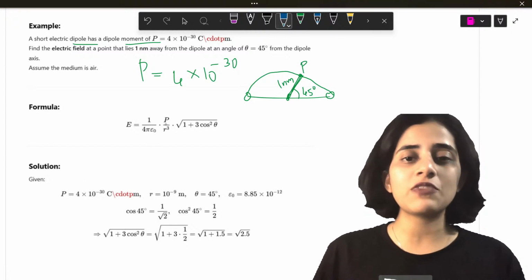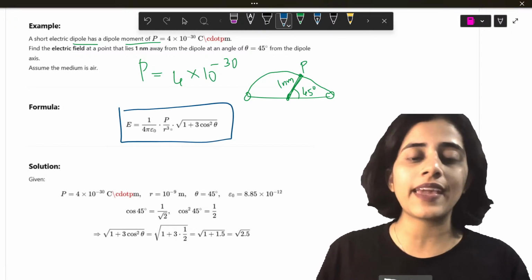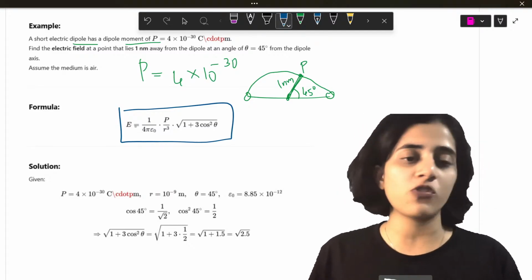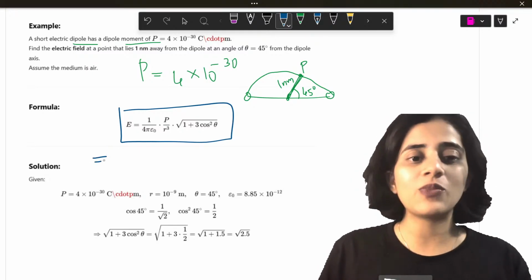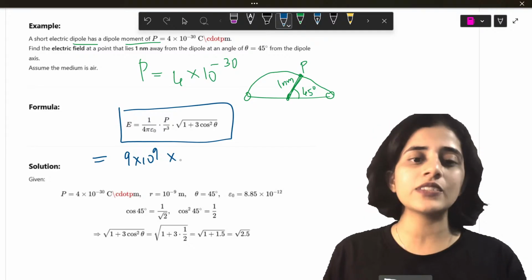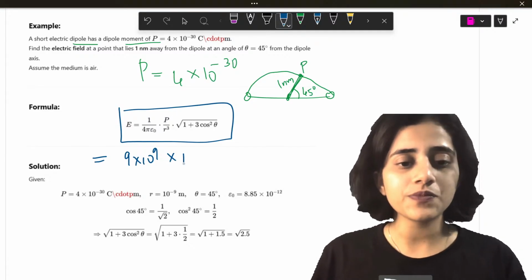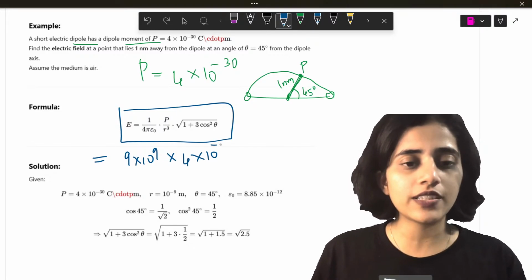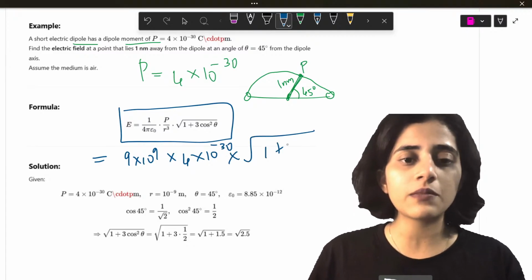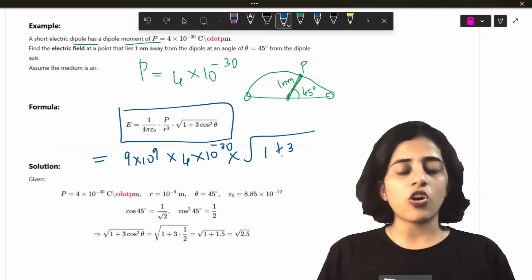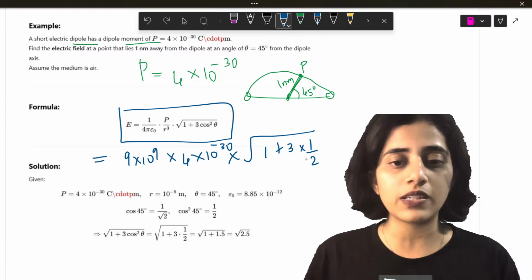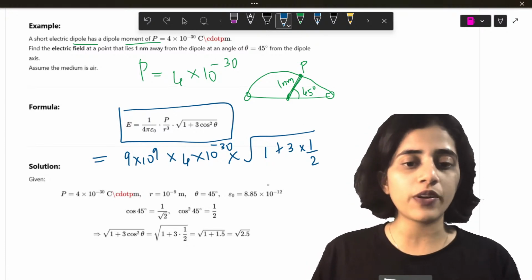So what is the formula? The formula is E is equal to Kp by R cube, square root of 1 plus 3 cos square theta. K is 1 by 4 pi epsilon naught. So how will you do that? 9 into 10 raised to 9 into, what is P? 4 into 10 raised to minus 30 into square root of 1 plus 3 into cos 45, which is 1 by root 2. So cos square 45 is 1 by 2. So this is 1 by 2, so this is square root of 2.5.